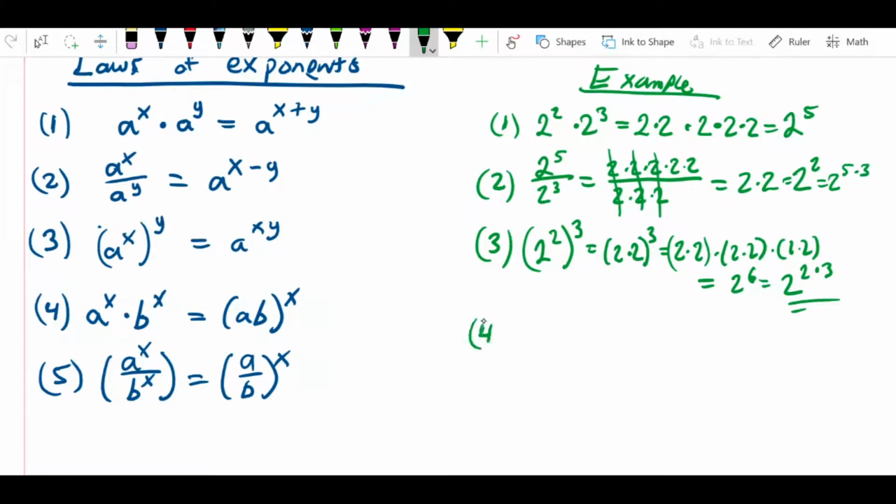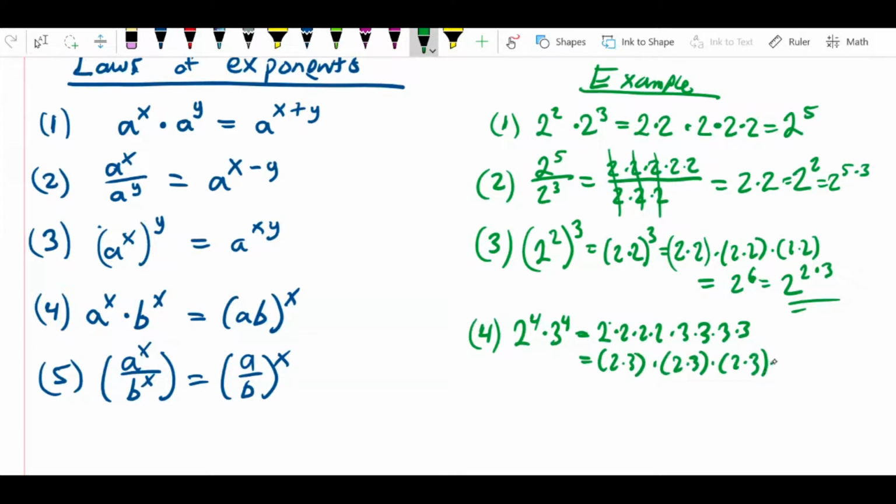Let's do number 4. a to the x times b to the x equals ab to the x. So here we can say, let's say 2 to the 4 times 3 to the 4 should equal, does it equal 6 to the 4? And the answer is, of course, it does, because we can go 2 times 2 times 2 times 2 times 3 times 3 times 3 times 3. And since multiplication commutes, if we just regroup, we get 2 times 3 times 2 times 3 times 2 times 3 times 2 times 3. And that clearly equals 2 times 3, or 6, to the 4.